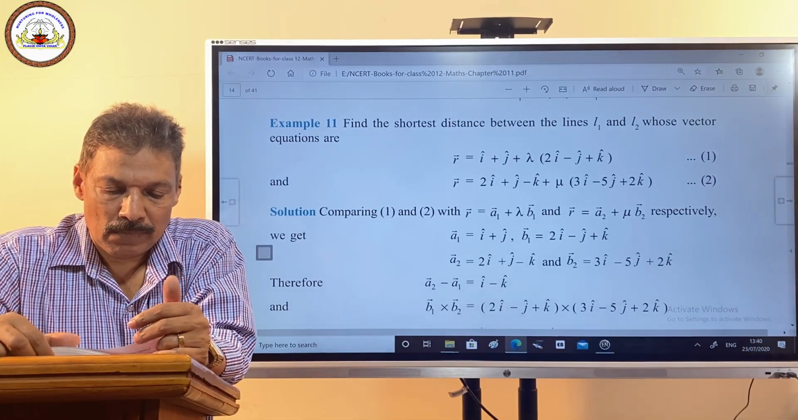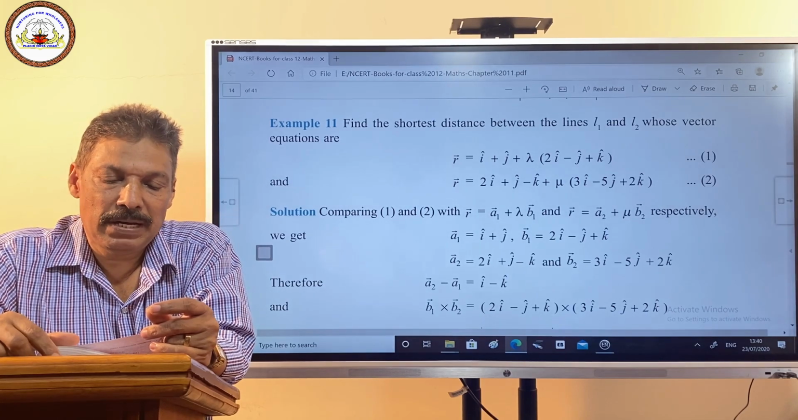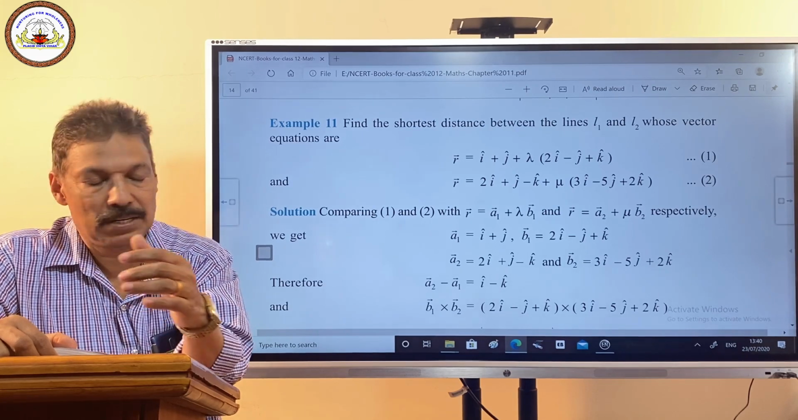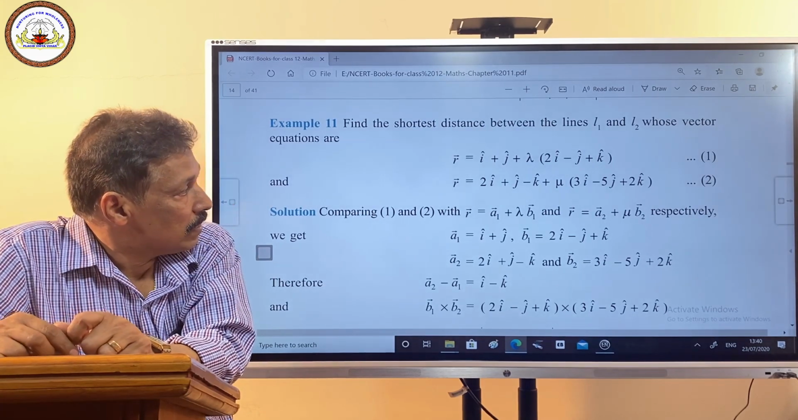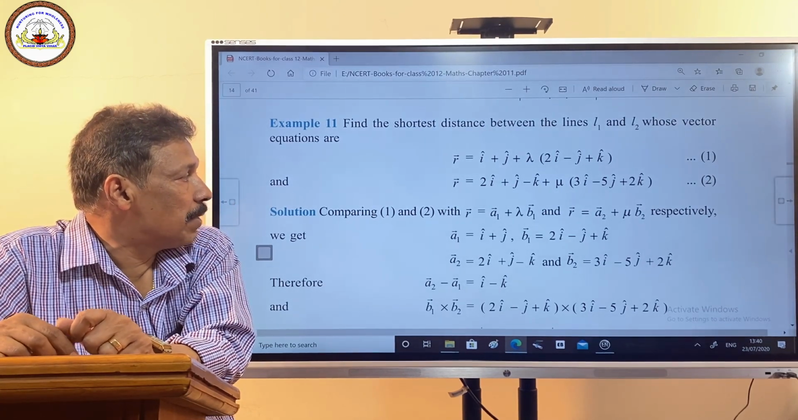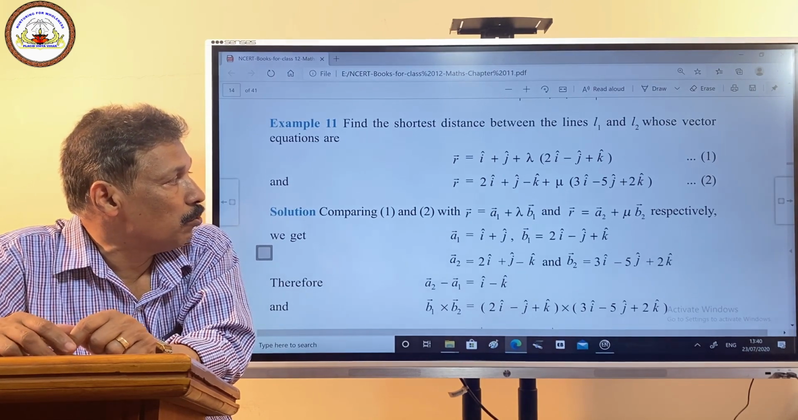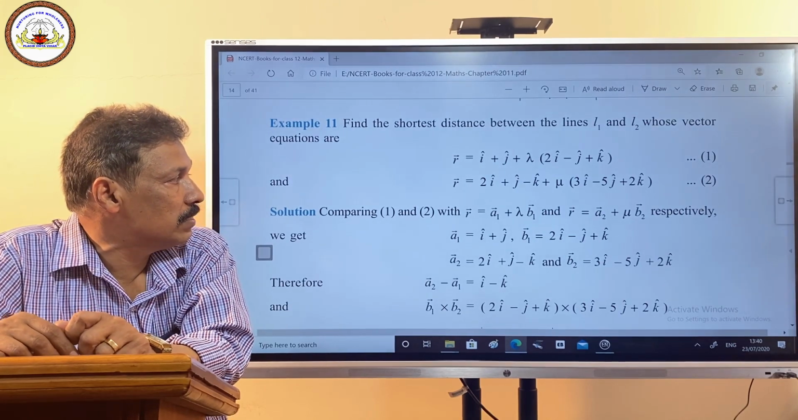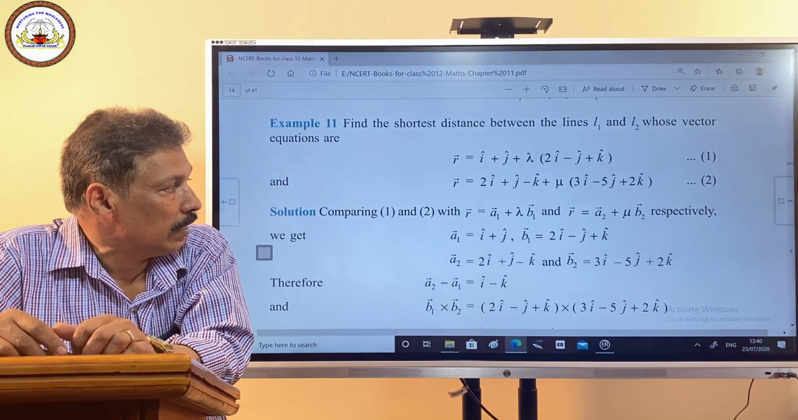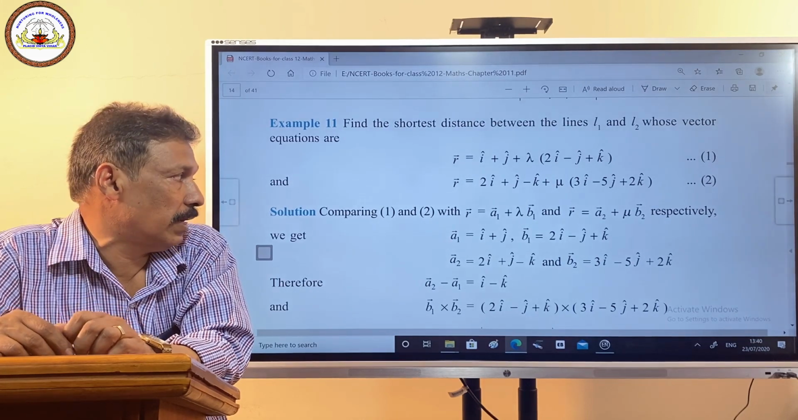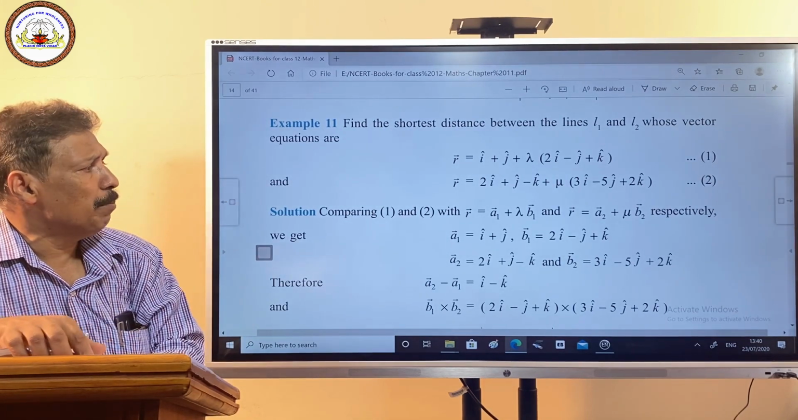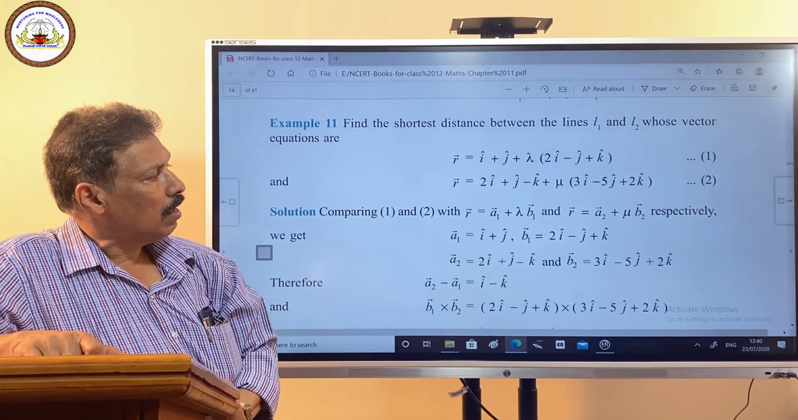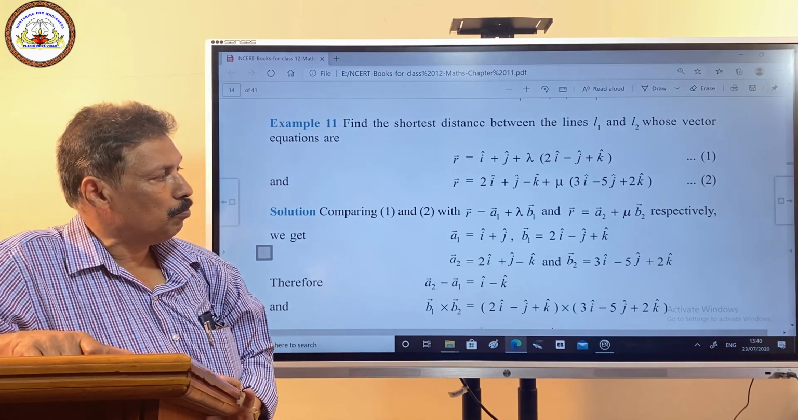We consider our example number 11, page 476. The question is, find the shortest distance between the lines. The first line L1 is R bar equal to I plus J plus lambda into 2I minus J plus K. The second line is R bar equal to 2I plus J minus K plus mu into 3I plus 5J plus 2K. First of all, comparing with the general straight lines, R bar equal to A1 bar plus lambda B1 bar and R bar equal to A2 bar plus mu B2 bar.